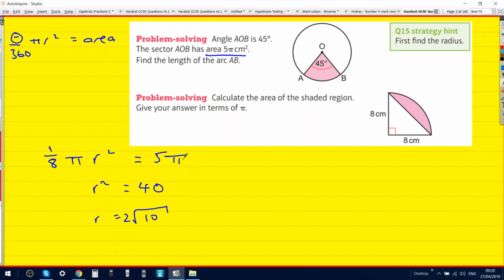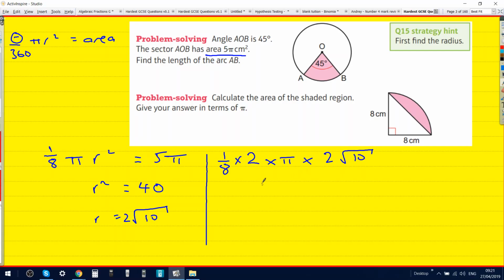So that's like the curved bit. Okay, so we know that both radiuses are 2 root 10. And how do you find the arc length? I don't know. How do you find circumference? 2 pi r. Yes. And in this case, it will be 1/8 of 2 pi r. Okay. And what is r? R is 2 root 10.